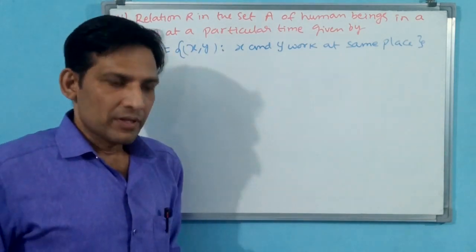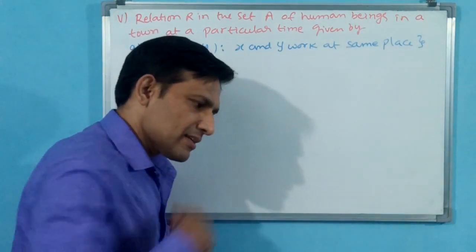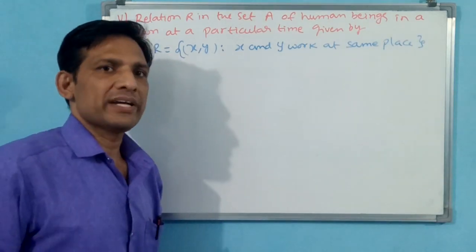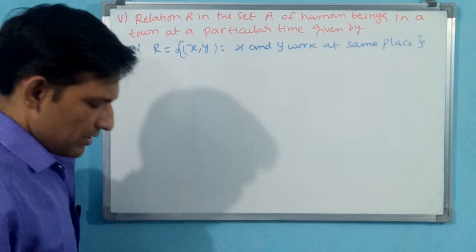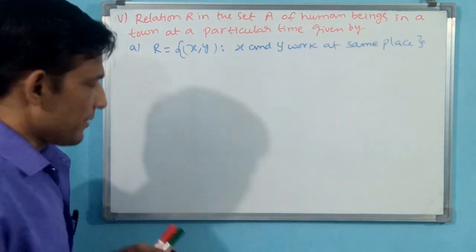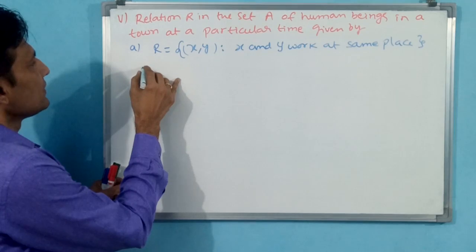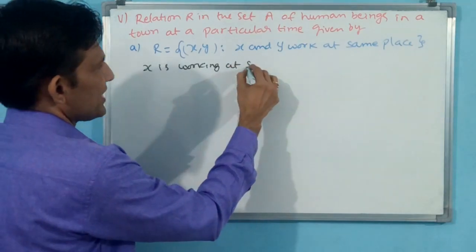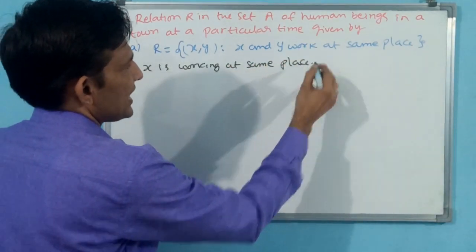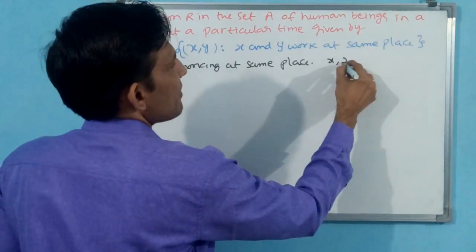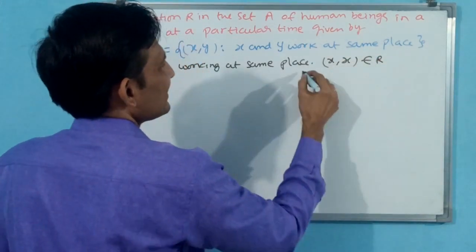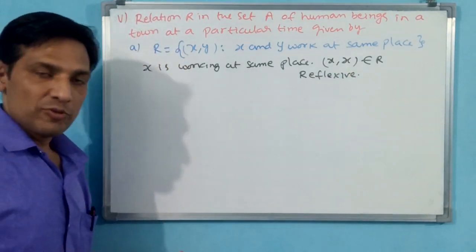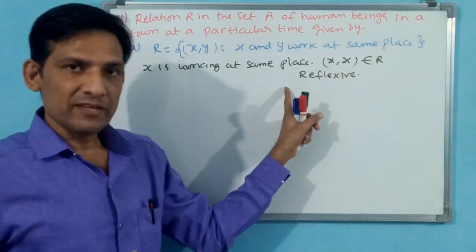What I do, I am working here. Again I am writing that I am working here. Is it correct or not? Correct only. That means X comma X belongs to R is going to be correct. For reflexive I am talking. See how I am writing. X is working at the same place. X comma X belongs to R, reflexive. See, A comma A should belong to R. X comma X should belong to R. Then it is reflexive.